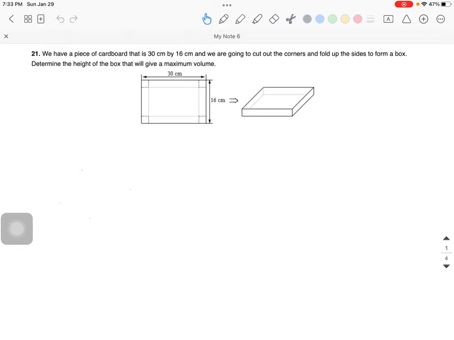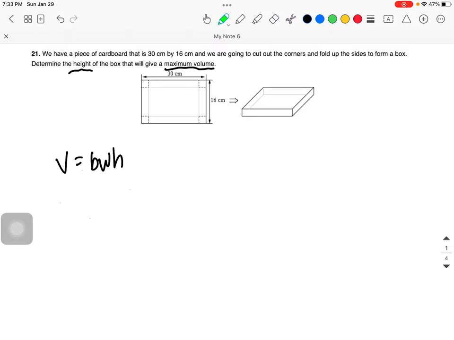So here we go. We have a piece of cardboard that is 30 centimeters by 16 centimeters, and we're going to cut the corners out and fold up the sides to form a box. Actually make this with a piece of paper if you are having trouble seeing it. Determine the height of the box that will give maximum volume. So we know that the volume of a box would be base times width times height.